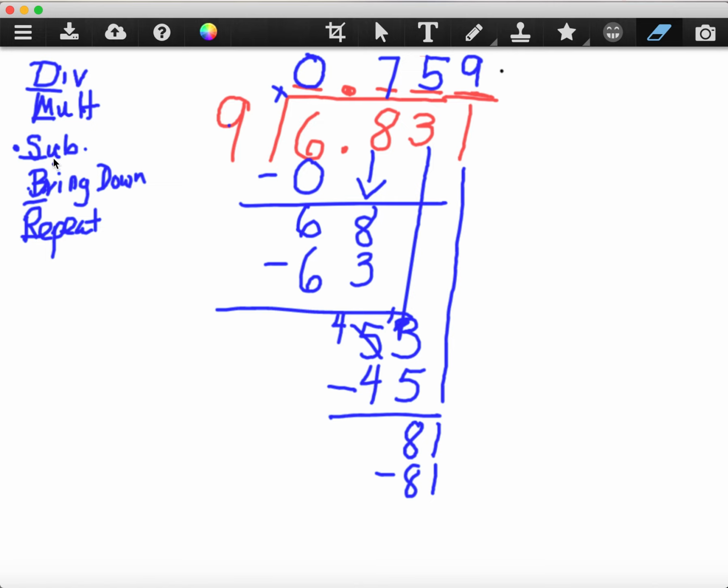Subtract. Here's our subtraction. Bring down, but we don't need to bring anything down because we're at 0 now, so we're done. So that would be our answer. All right? You can always check your answers if you want to. You can multiply 9 times this decimal number, and you should get what's under the bridge, because those are the numbers we've multiplied to get to it. Okay? All right, let's try another one.